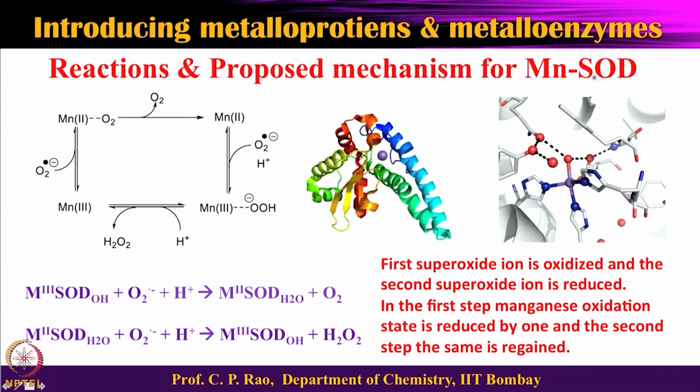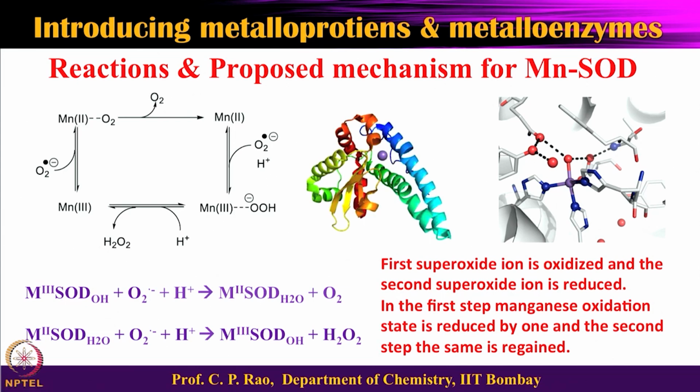This is also the protein. So, this is the kind of situation. What happens when you add 1 mole of O2 minus to this enzyme? The manganese is in the manganese 3 plus state, and when the O2 minus is added and oxidized, the electron should go to the manganese. So, when the electron comes to the manganese center, it becomes manganese 2 plus.